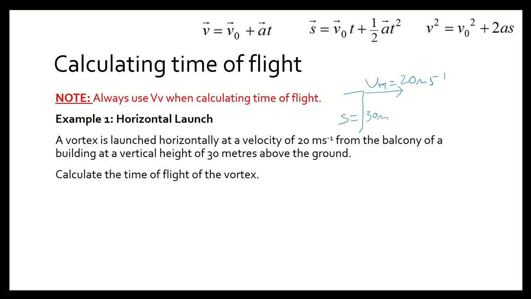Now, in general, my coordinate system is usually plus is up and down is negative. Calculate the time of flight of the vortex. So time is what we want. Launched horizontally, so we have the horizontal component of velocity. That's our initial horizontal component of velocity. What's our initial component of vertical velocity? Initially, there's none. So the vertical component of velocity initially is going to be 0 meters per second.